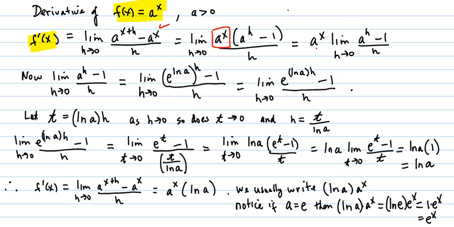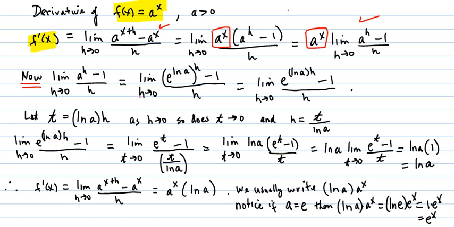Again, the a to the x is just a constant when you view that x is a specific value. The h is what's moving down to 0, not the x. So you can factor out the a to the x as a constant and get the limit resulting of a to the h minus 1 divided by h. Now let's just work on that.